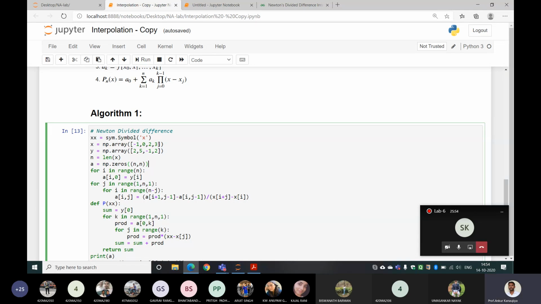If here I add 1 point, then n will become 5. The size of the table will change accordingly, so this np dot 0 will give the 0 matrix of size n cross n. And in that matrix, we will replace the values. This is not a more efficient way to do it, but for the timing I am doing it like that. Is that clear, this line? Why this? A is the matrix which will contain all the information of the divided difference. Is it clear for everyone?